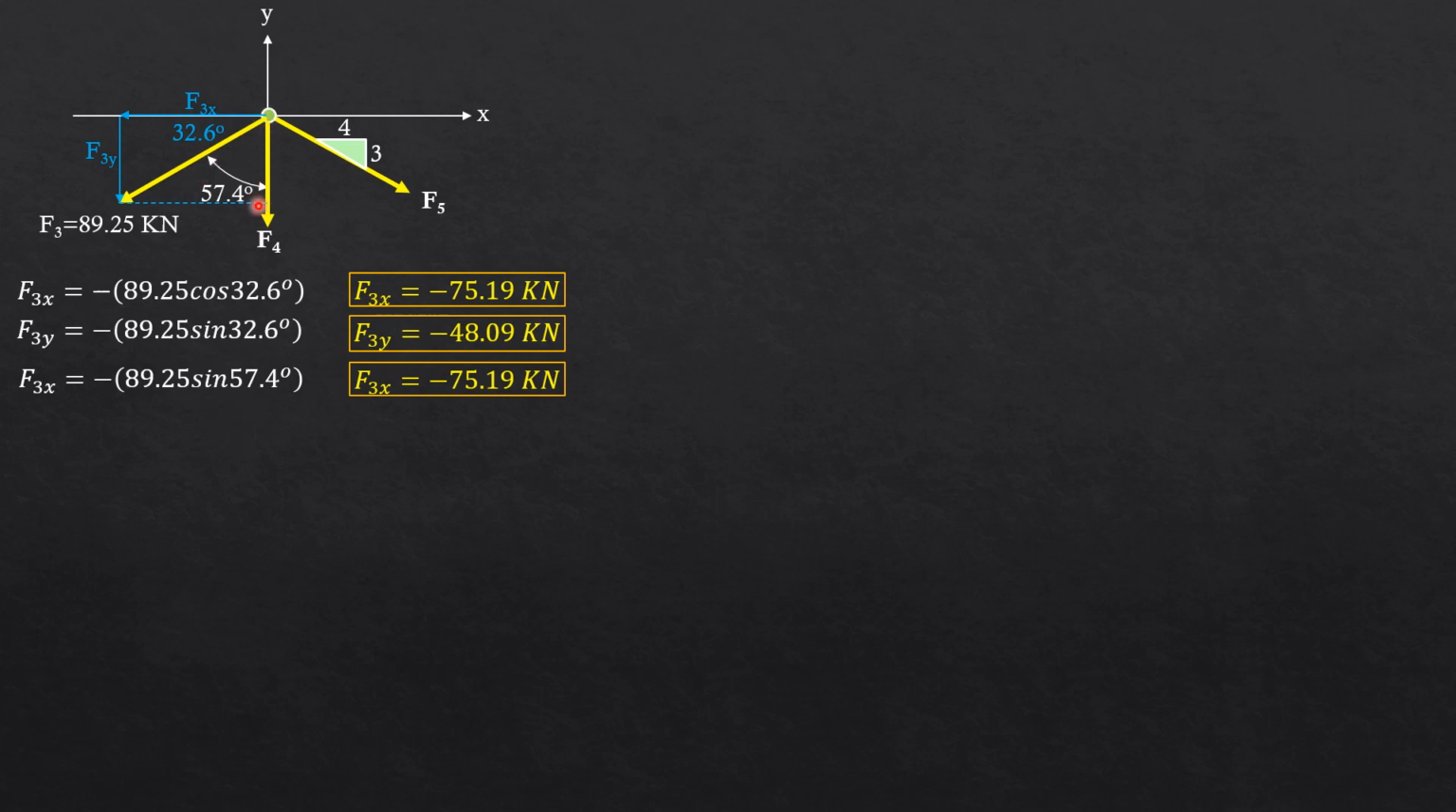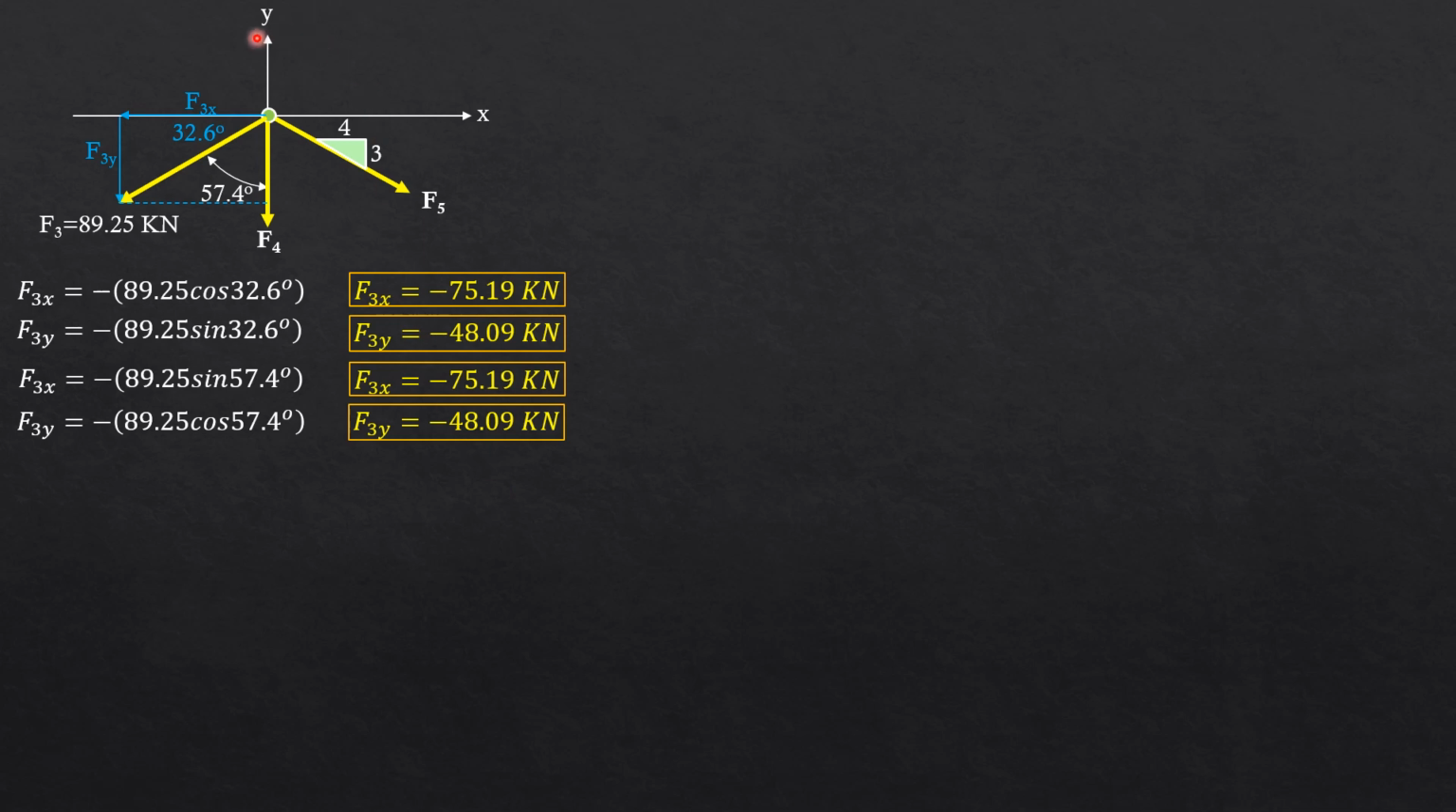F3y, it is adjacent, but it is expected negative. This one is equal to this. So adjacent to 57.4, it is also expected negative. So it is negative 89.25 cosine of 57.4. So F3y is negative 48.09 kilonewtons.